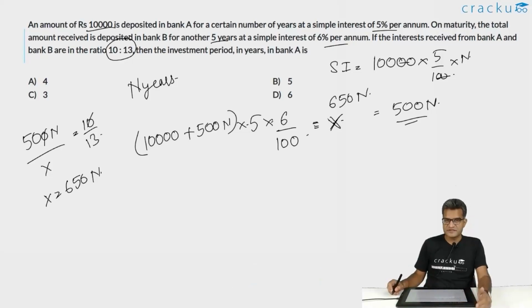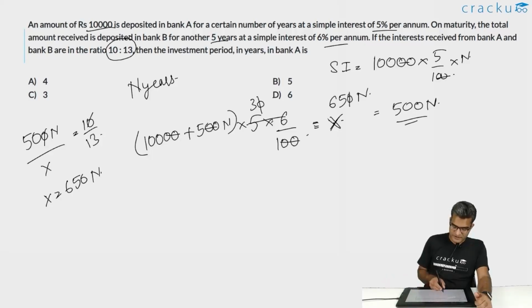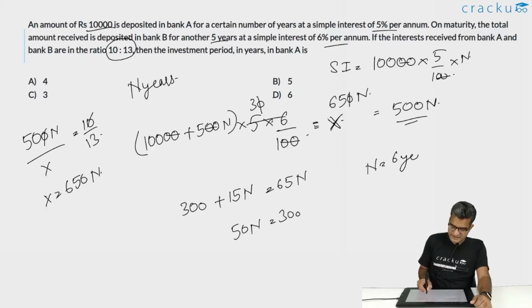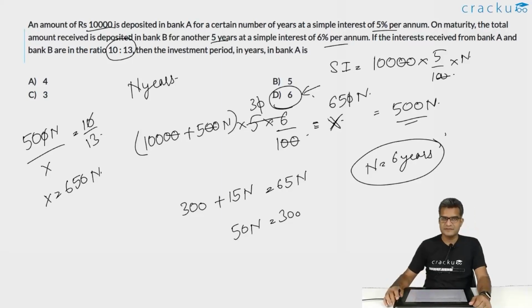We use this equation to calculate the value of n. 6 into 5 is 30. You can divide both of these terms by 100, so this 100 gets cancelled. This 0 and this 0 gets cancelled. So essentially what we are left with is 300 plus 15n is equal to 65n, or the value of 50n is equal to 300. So the value of n is 6 years. So the answer for this question is option D.